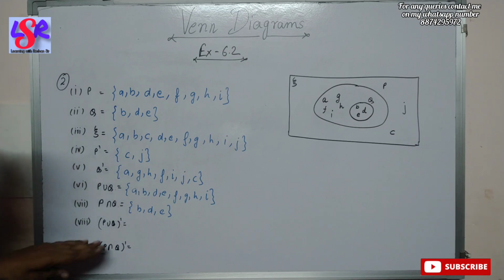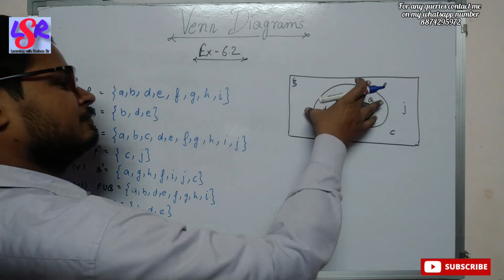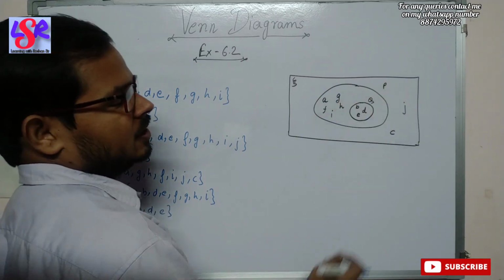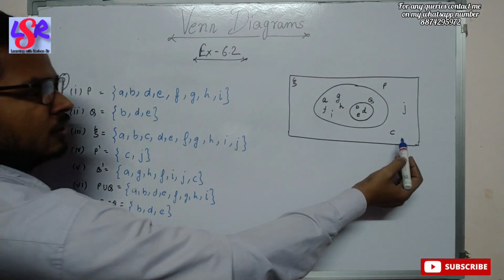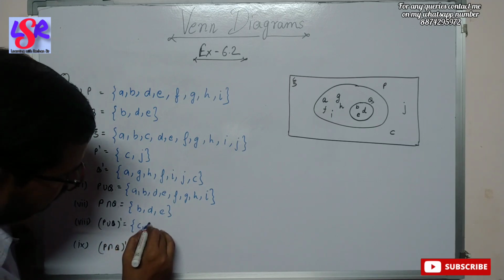And now we are having P union Q complement. P union Q में जब ये P के सारे एलिमेंट हैं तो P complement के बराबर ये भी हो जाएगा. That we are going to take only C and J. So we have only C and J over here.